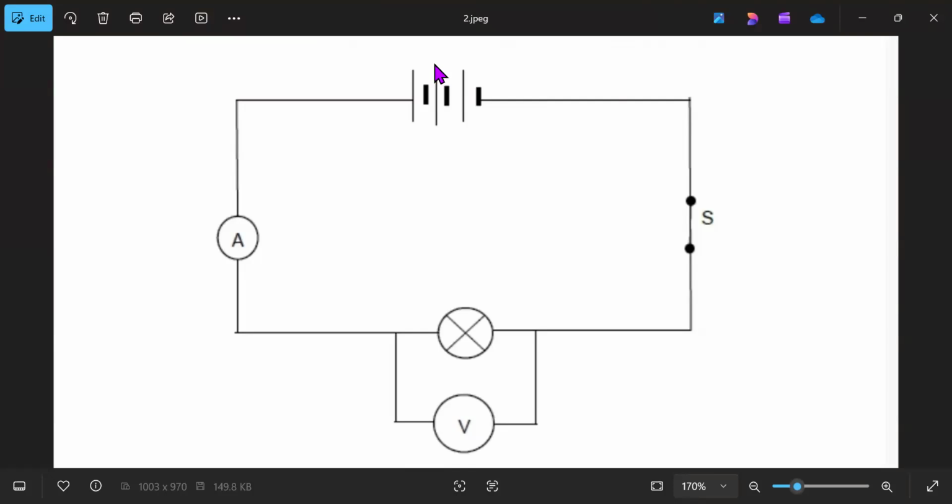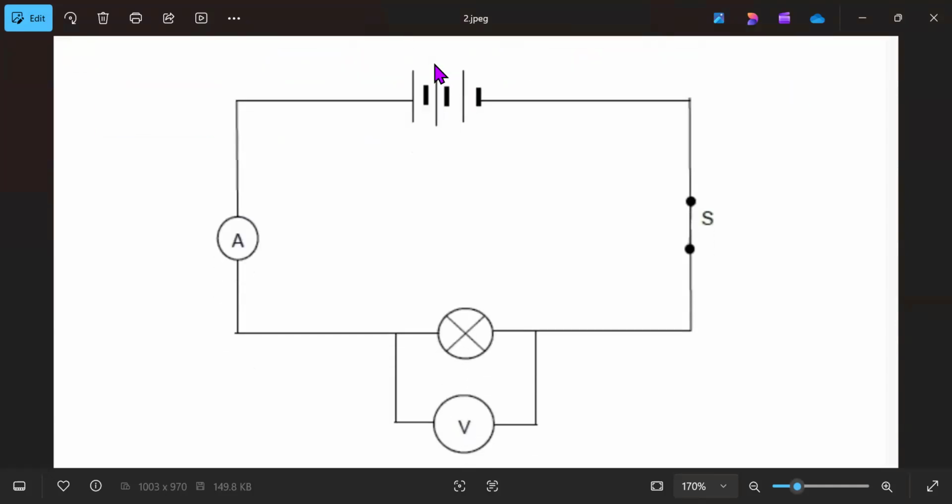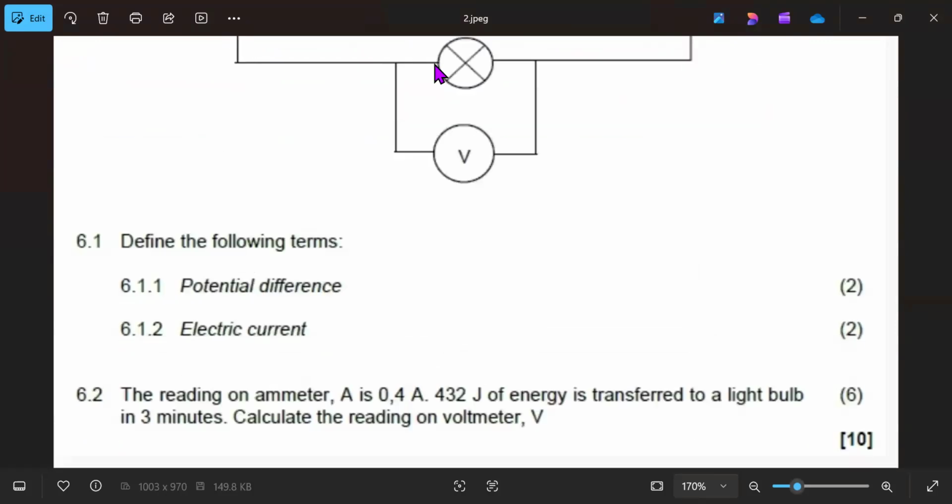All right, the battery has 3 cells, but that's not the point. The switch is already closed, which means there is current flowing through the battery. And this is what the first question is saying. It says the reading on ammeter A is 0.4 amperes. And furthermore, they say 432 joules of energy is transferred to a light bulb in 3 minutes. Calculate the reading on voltmeter V.